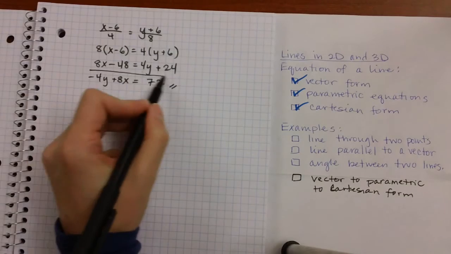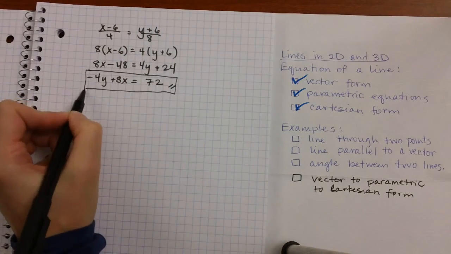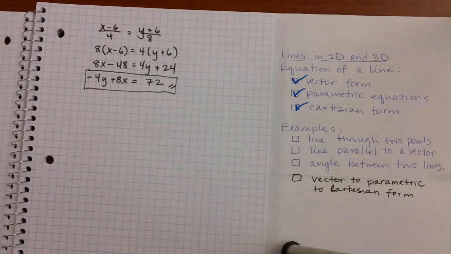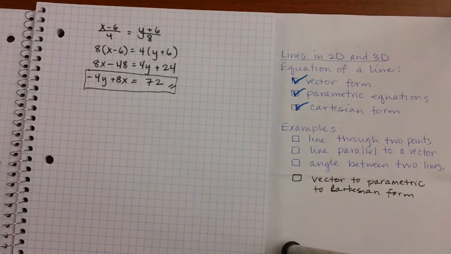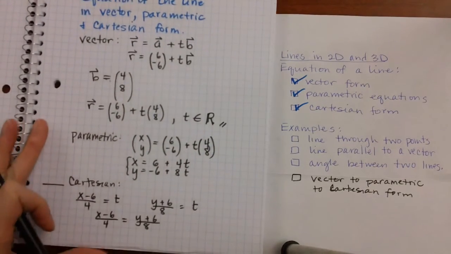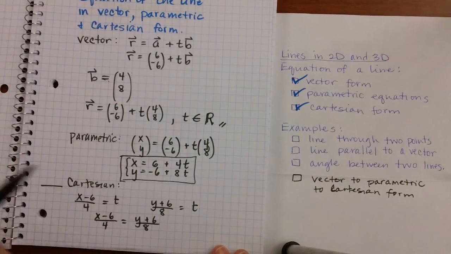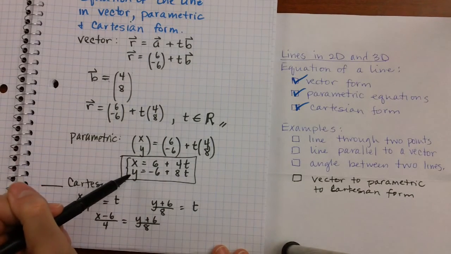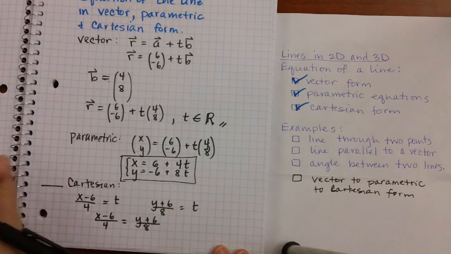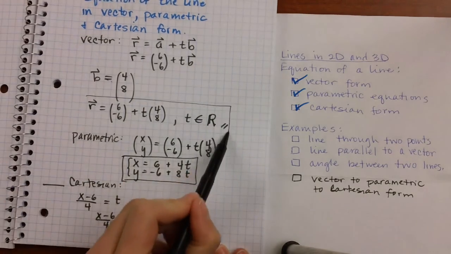So I have one line, and I have the equation in Cartesian form, which is normal, plain form. I have it in parametric form, which is 2 equations, one for the x-coordinate and one for the y-coordinate as a function of the parameter t, and I also have it in vector form.